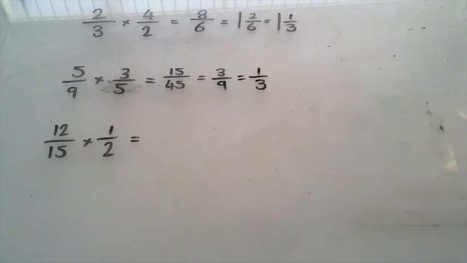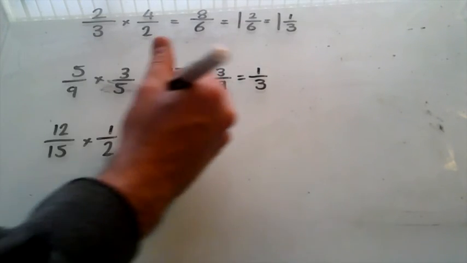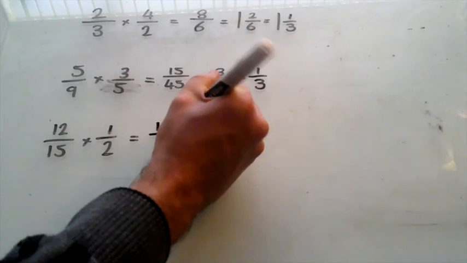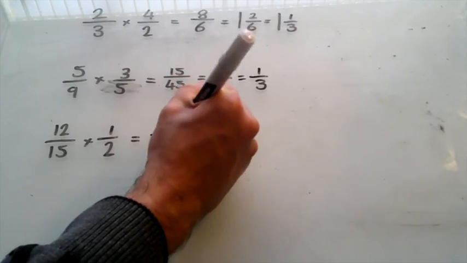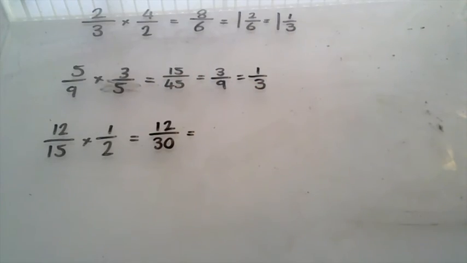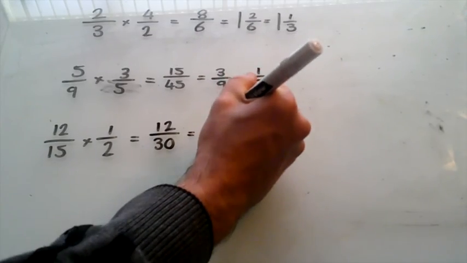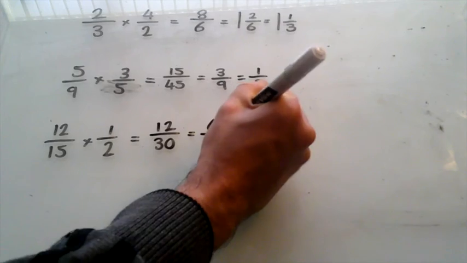And finally, we've got 12 times 1, which is 12. 15 times 2, which is 30. So we could simplify that because we can halve them both. So that would be 6 over 15.